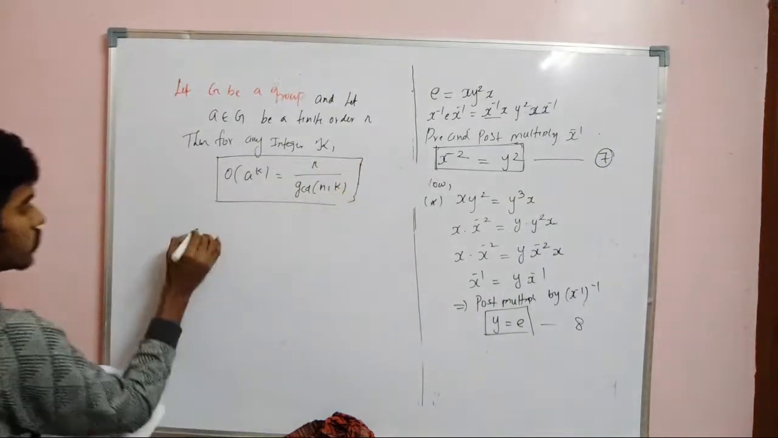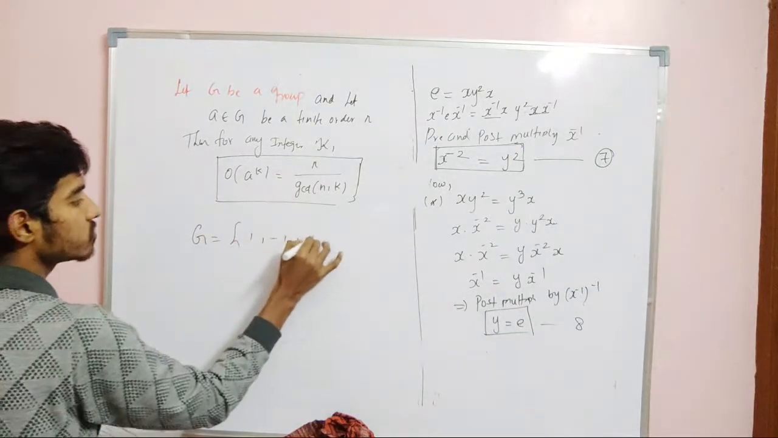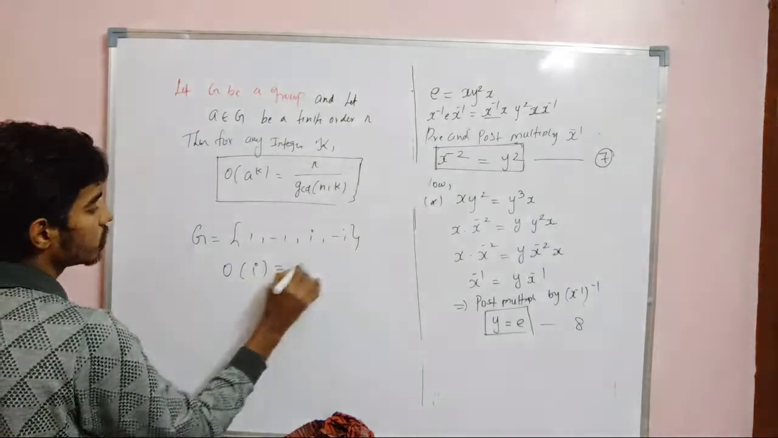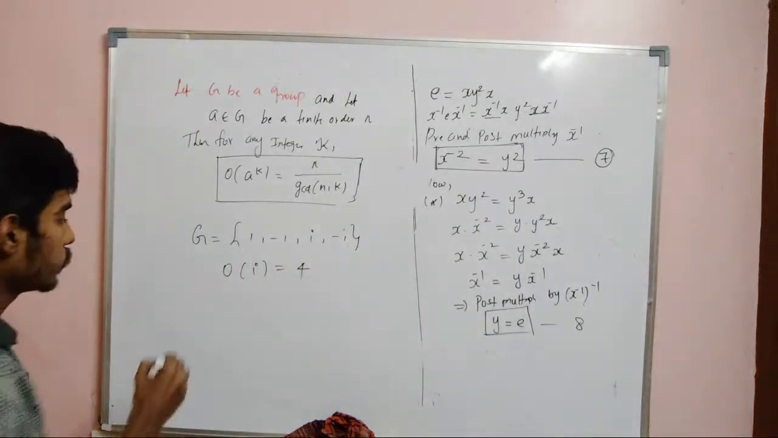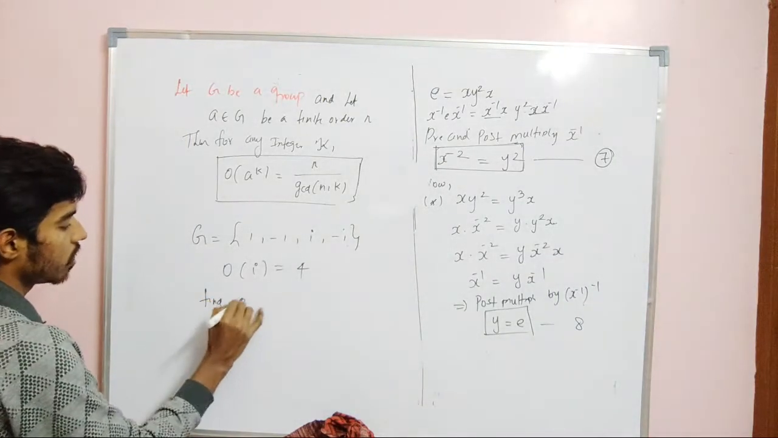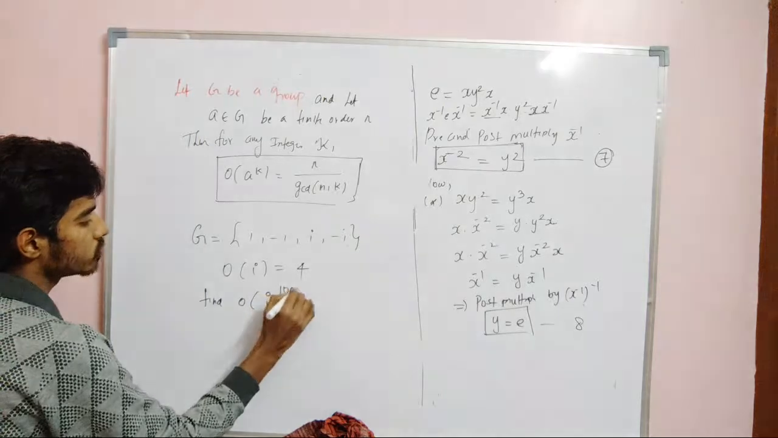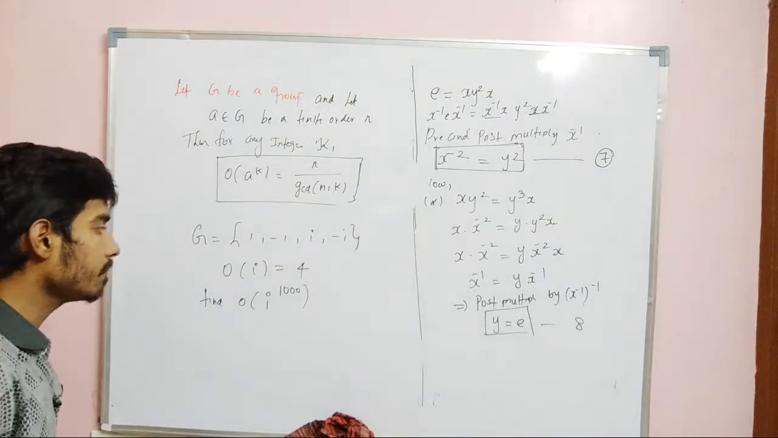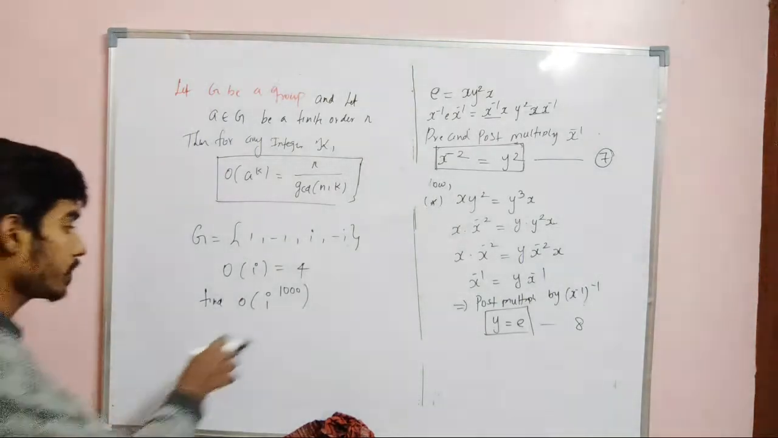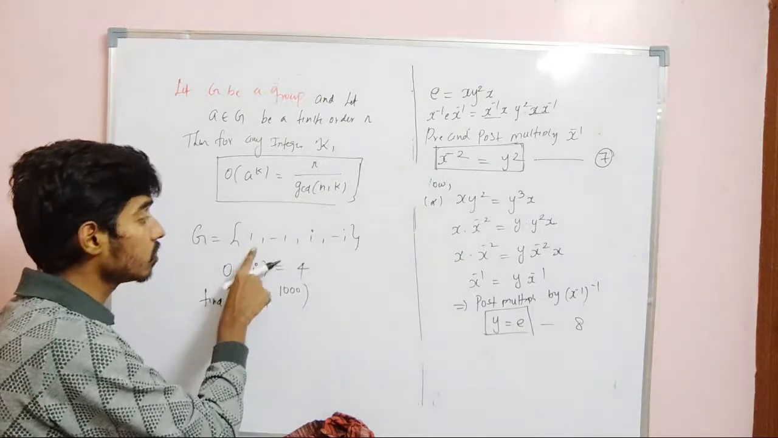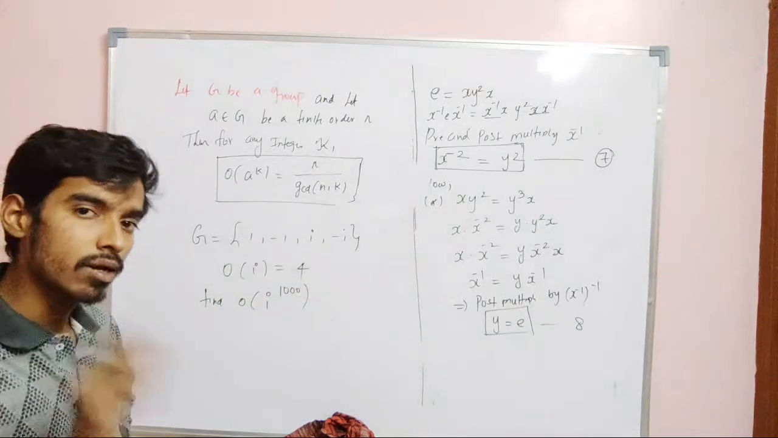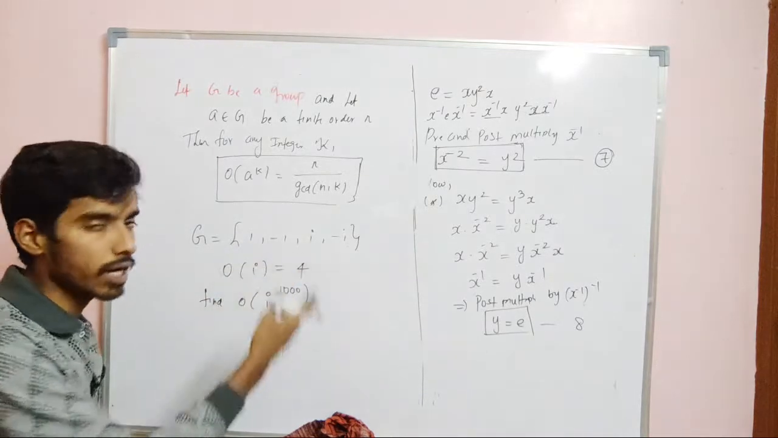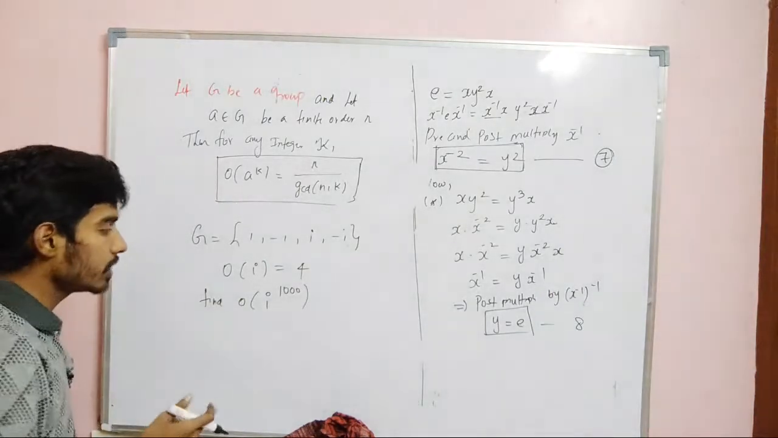So again you consider the known group. Let us consider the group G is equal to 1, minus 1, i, minus i, right? So we know that the order of i is 4. Suppose in the exam, you are asked to find the order of i power 1000. First you need to find i power 1000. I power 1000 will be one of the elements 1, minus 1, i, minus i, because of the closure property: if you multiply any number of times it will be in the group G. So i power 1000 will be 1, minus 1, i or minus i. So it will take a long time, right?